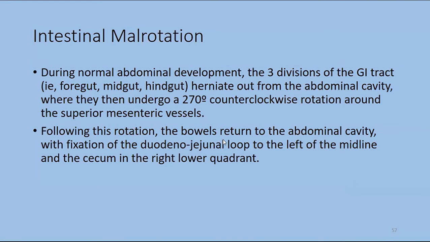Next abnormality is intestinal malrotation. So during normal abdominal development in the fetal life, the 3 divisions of the GI tract, namely the foregut, the midgut, and the hindgut, actually herniate out from the abdominal cavity. Then they undergo a 270-degree counterclockwise rotation around the superior mesenteric vessels. Following this rotation, the bowels return to the abdominal cavity, wherein the duodenojejunal loops are fixated at the left side of the midline, and the cecum is fixated at the right lower quadrant.